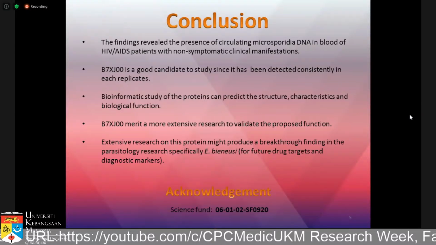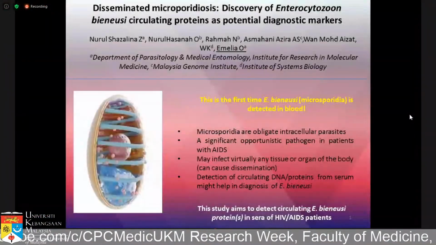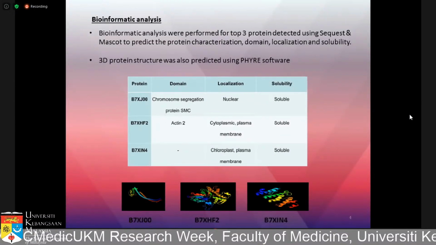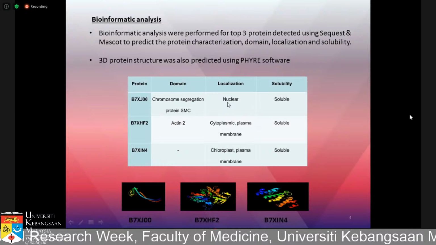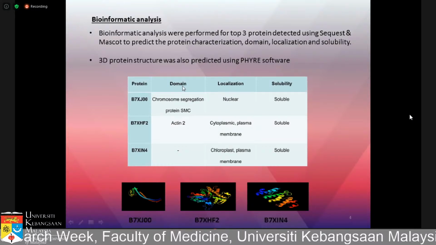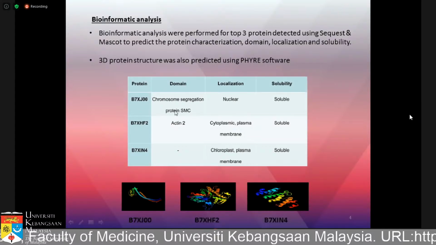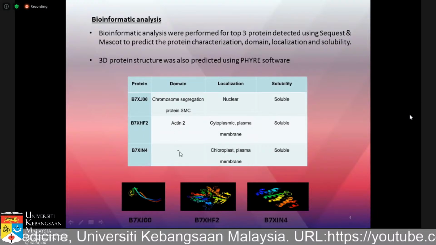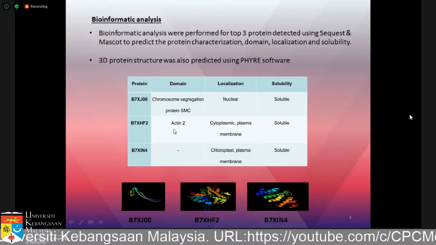Okay, Shaza, thank you for your presentation. So you've got 3 proteins. Do you know what are the functions of the proteins? Because the protein is hypothetical and uncharacterized, we can only predict the function. We predicted the domain of the hypothetical and uncharacterized protein, and when we got the result, this is the domain in which the function is nearly to chromosome segregation protein SMC. But for this one, we don't know the function. It cannot be predicted. The protein B7XHF2 is actin. It does not need to be predicted.